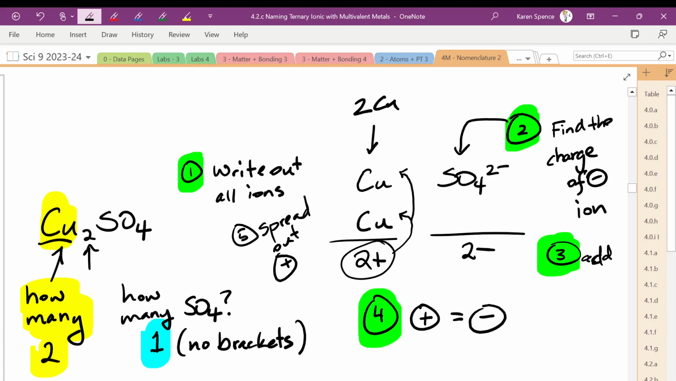copper, but I only have 2 positive. Those two things need to add up to give 2 positive. So if I take 2 positive and I spread it out onto 2 different things, what do they each get? Something plus something equals positive 2. What plus what is positive 2? Positive 1. Yes? So these are going to be 1 plus and 1 plus. And that tells us that the Roman numeral is 1.